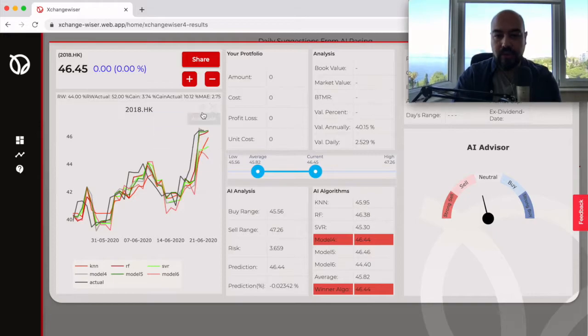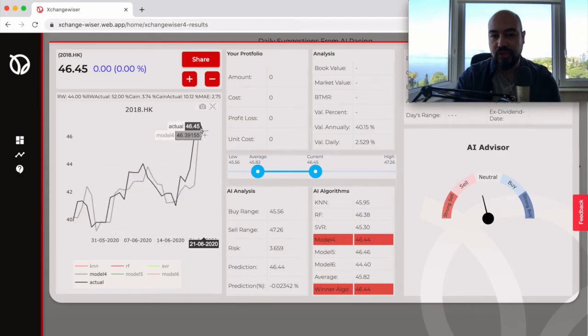Also the details about this stock exchange in here. Since I haven't added any amounts, I don't hold any value in here, so my amount is zero, cost is zero. But if you purchase it, you are going to see your portfolio details in here. And you can see the winner algorithm in here. You can also filter these graphs in here. So let's see the performance of model 4 compared to the actual value in here. You can see model 4 is moving very similar to the actual value in here.